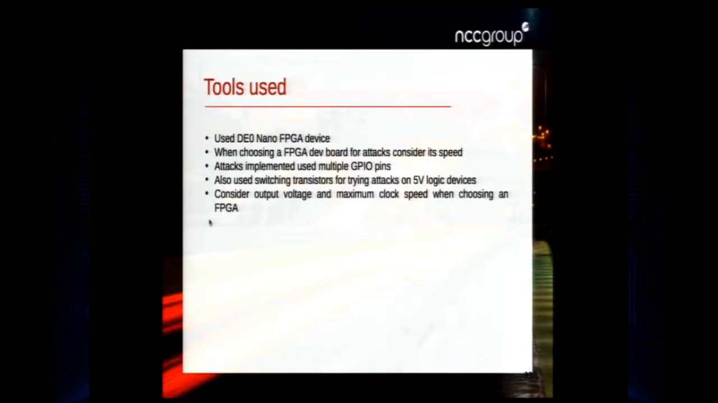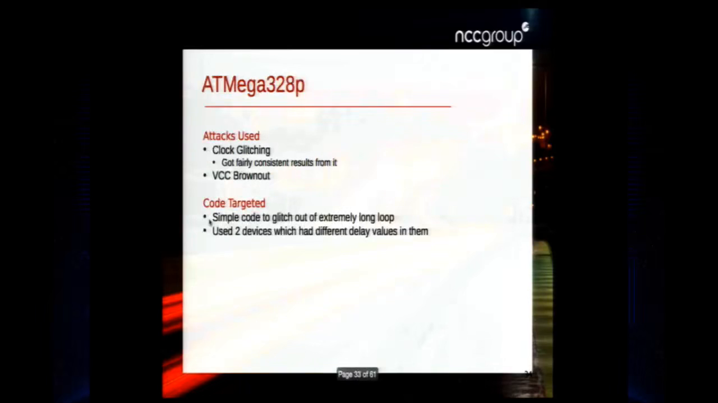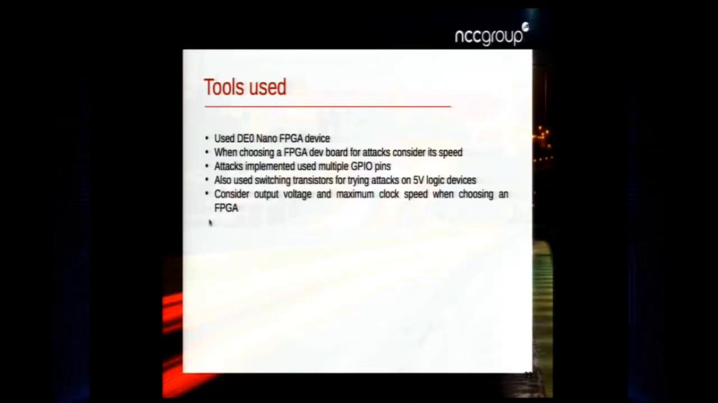Anyway, the tool I used was a DE0 Nano device, and this FPGA did its job fairly well, considering that it didn't actually have any sort of 5-volt rails. This is something you need to consider: what the output voltage of the device is, as well as what the maximum clock speed is for it.